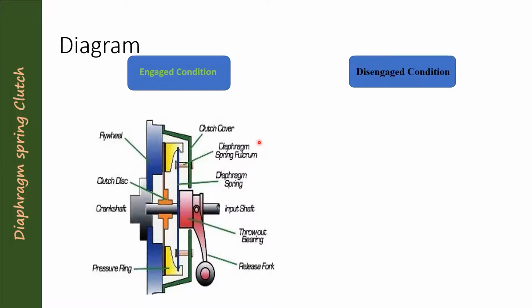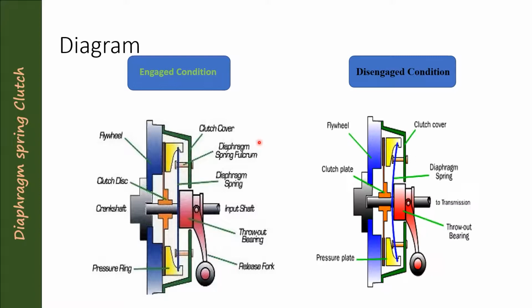The second one, if it is in the disengaged condition, the picture will look like this. What is the difference in this picture? Only one thing is different. If we see here, this is straight.